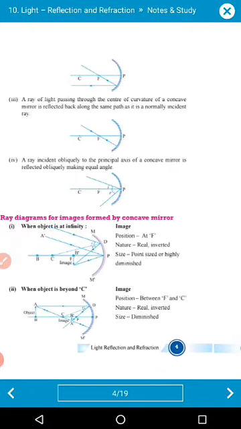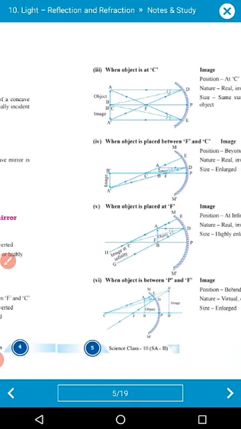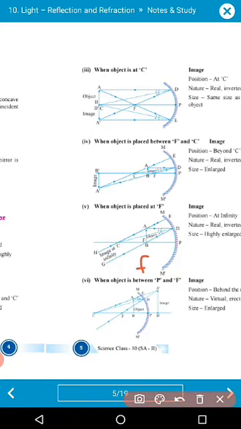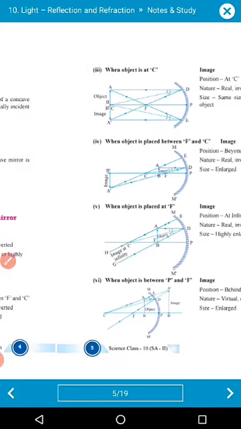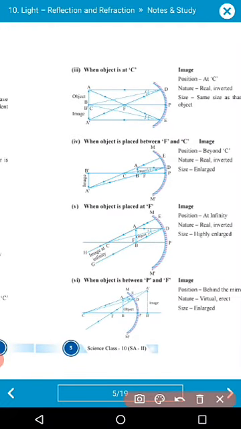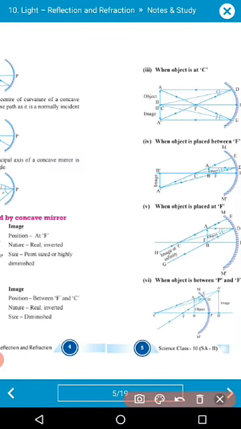So see, the first case is, when I put my object at infinity, I am getting my image at F. Understood? Another case, if I put my object at F, I am getting my image at infinity. So these two cases are interrelated. Now the second case, when I put my object beyond C, I am getting my image between F and C. And when I put my object between F and C, I am getting my image beyond C. Understood? So all the cases are interrelated to each other. These are the cases of the concave mirror.